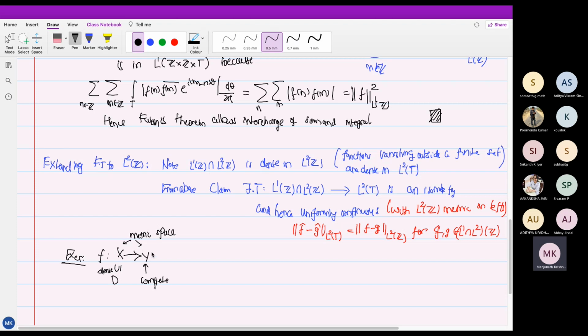Okay, so this is all set up. f is a function from X to Y, two metric spaces. D is a dense subset of X and Y is assumed to be complete in whatever its metric is. If f is uniformly continuous on D, then f extends in a unique way to a continuous function on X.